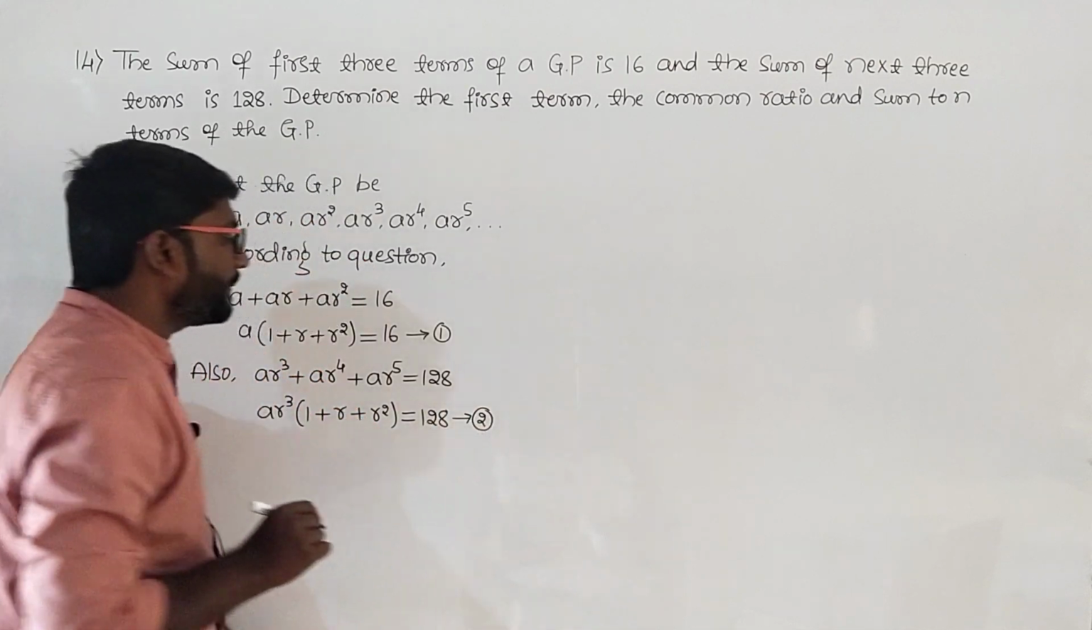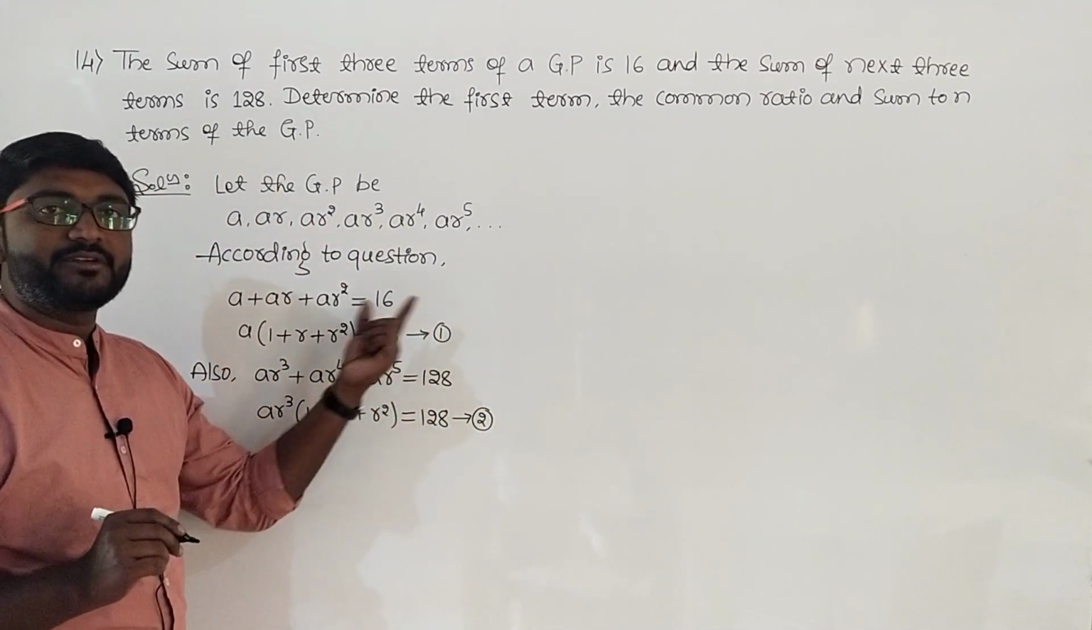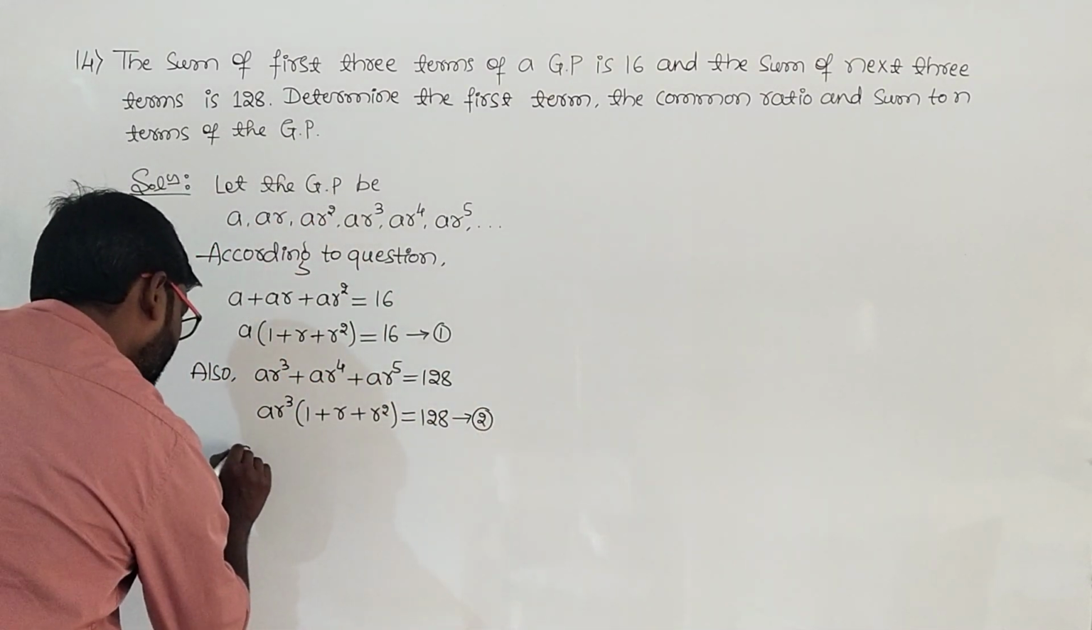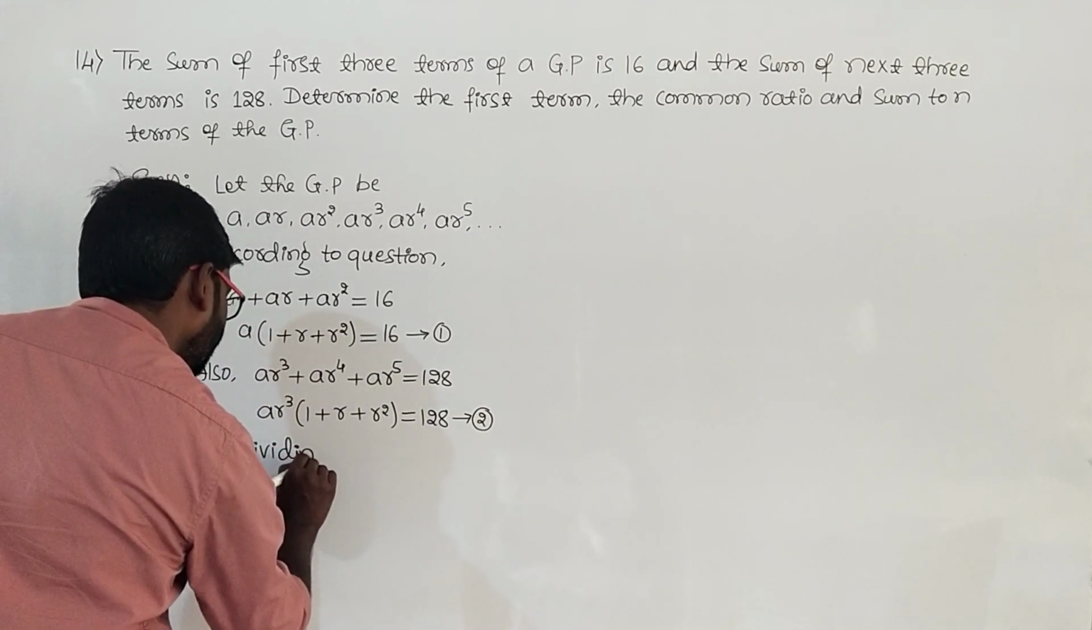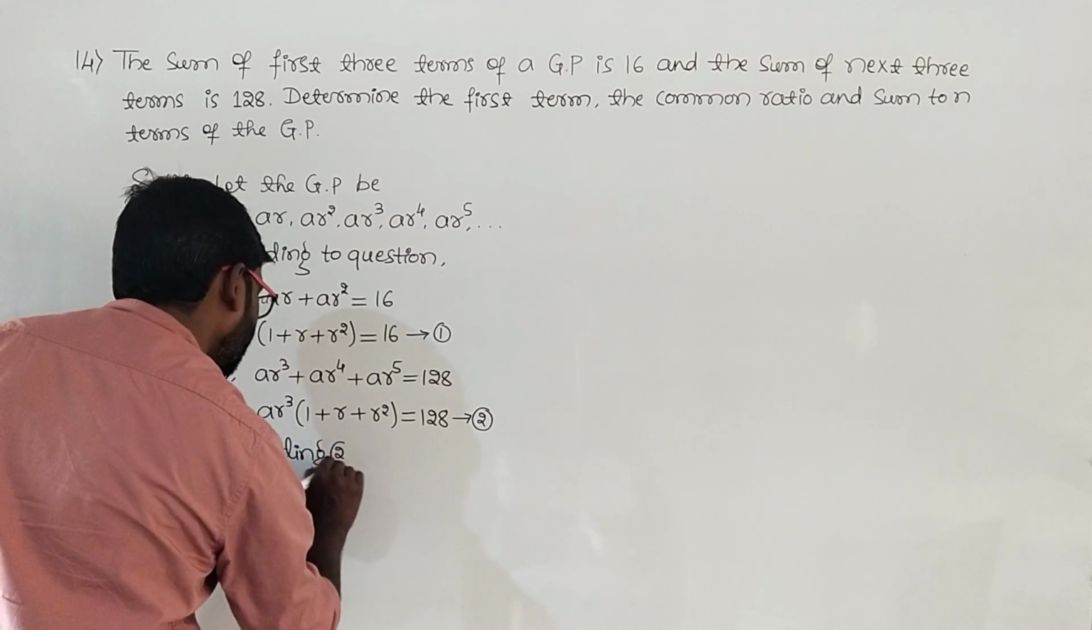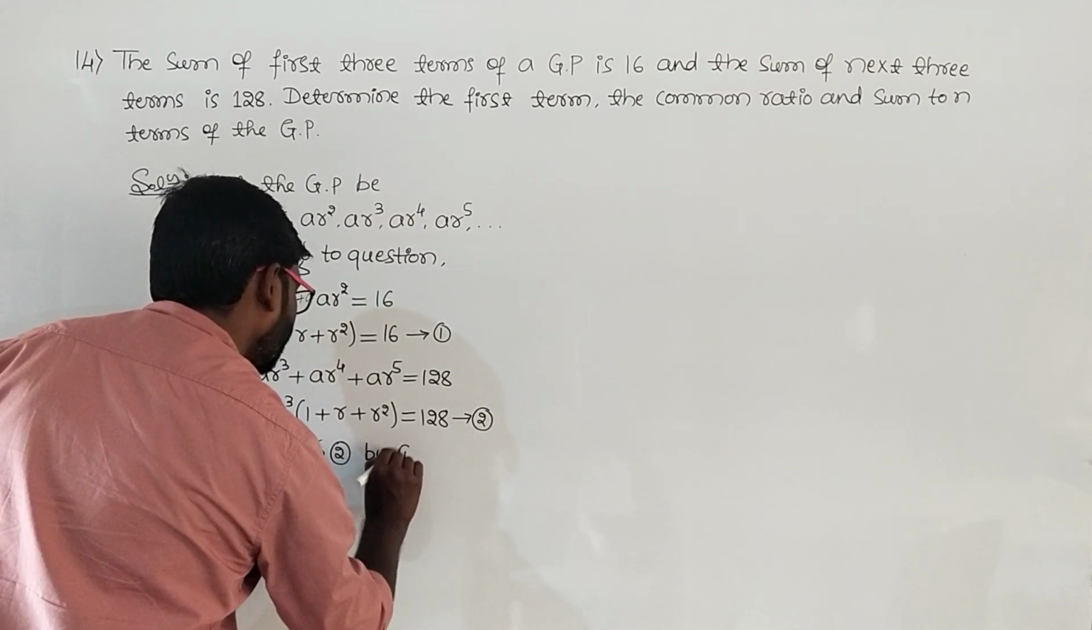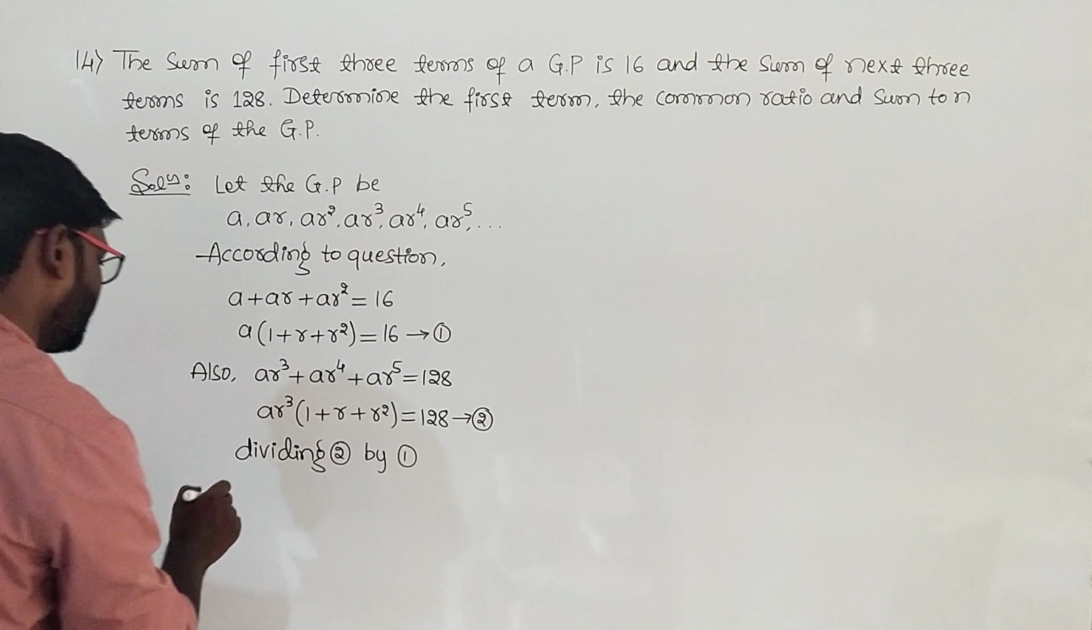Now we have to go for equation 2 by equation 1. So dividing equation 2 by equation 1. So what do we have now?